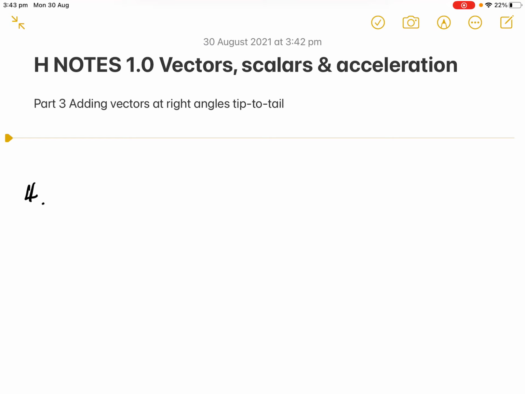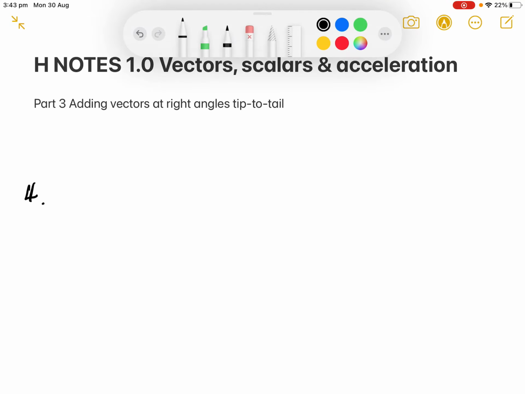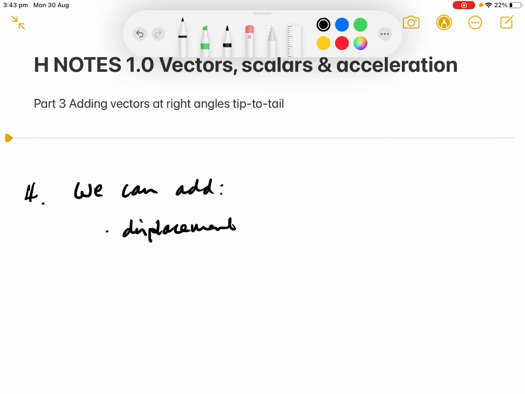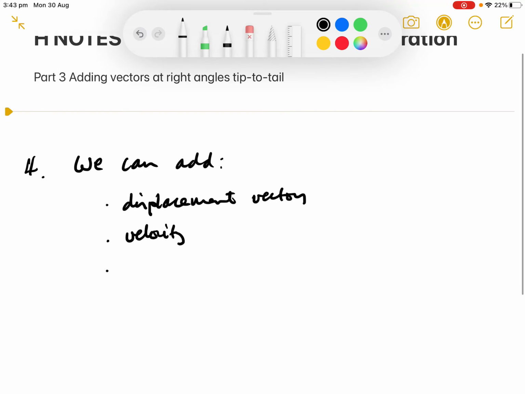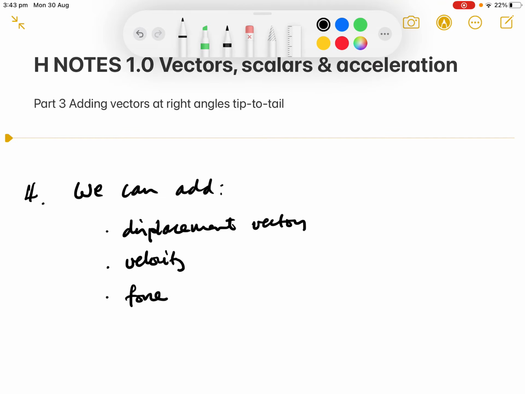There are three types of vectors that you can add. And these are displacement, velocity and force. And the mathematics of adding displacement, velocity and force vectors, the mathematics is exactly the same for each of them.